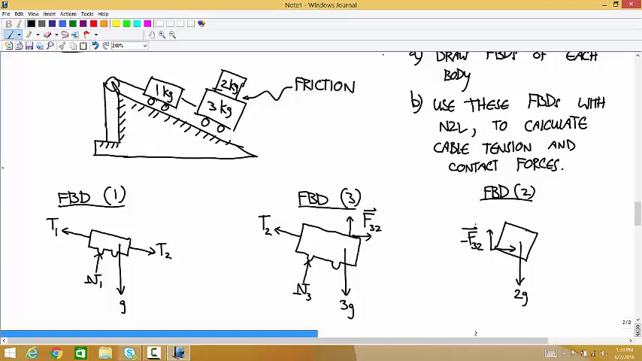Okay, so how many equations are we going to get from these 3 free body diagrams? 6, yep. 2 components of Newton's second law for each body. And how many variables do we have? Hopefully 6. Otherwise it's a problem. 1, 2, 3, 4, 5, 6. So we should be able to solve this.